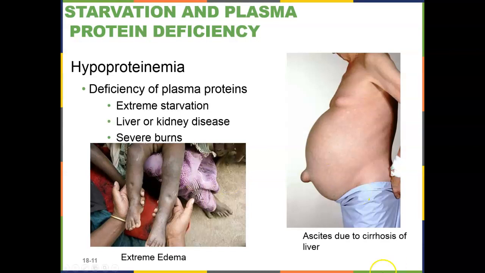And so this is showing ascites of an individual due to cirrhosis of the liver. So ascites is when fluid pools in that abdominal cavity. And so it looks like this person has a very large abdomen. He's probably not near as heavy, and you can see his arms are very thin. This is all excess fluid because of the cirrhosis of the liver, which is causing him to have less plasma proteins, and so all that fluid is pooling in his abdominal cavity.